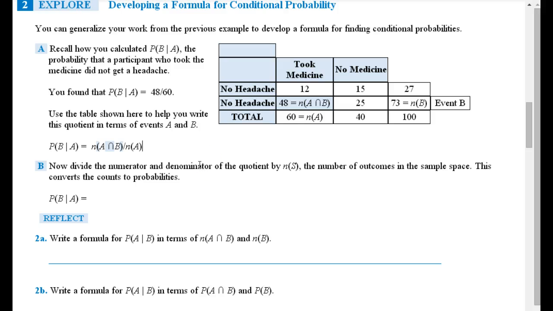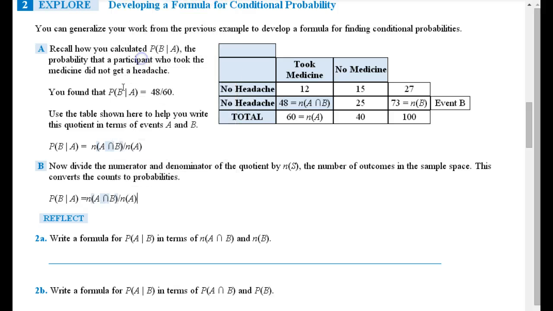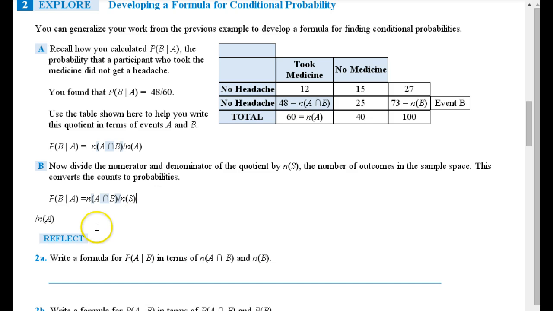Hold on just a second. So what I'm doing, just copy this down and paste it here. And what we're going to do is copy that there and divide by n of S over n of A divided by n of S. So basically our numerator becomes the probability of the intersection, 48 over 100, divided by the probability that they took medicine, which is 60 over 100. That's where that goes.